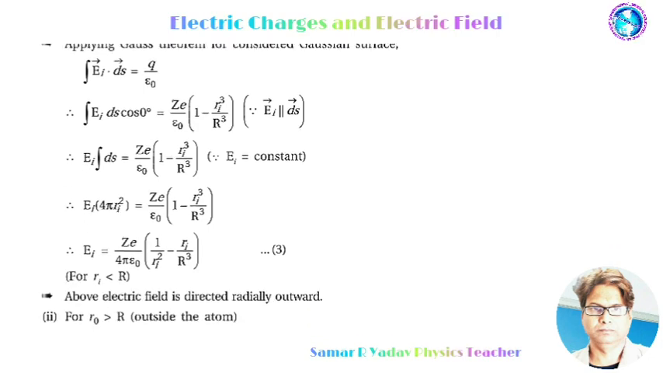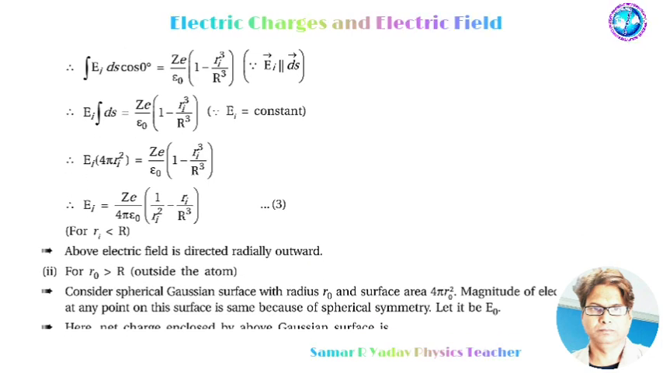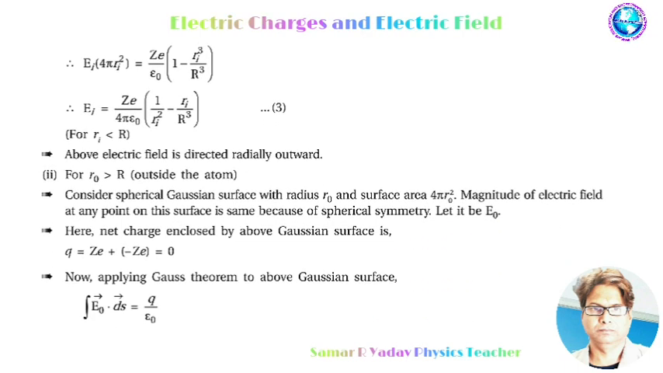Ei is constant. Ei in bracket 4 pi ri square is equal to capital Ze upon epsilon 0 in bracket 1 minus ri cube upon capital R cube. Therefore, Ei is equal to capital Ze upon 4 pi epsilon 0 in bracket 1 upon ri square minus ri upon capital R cube. Equation number 3. The above electric field is directed radially outward.